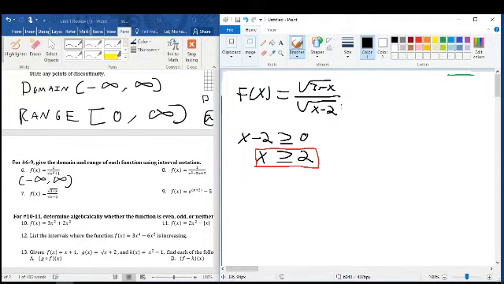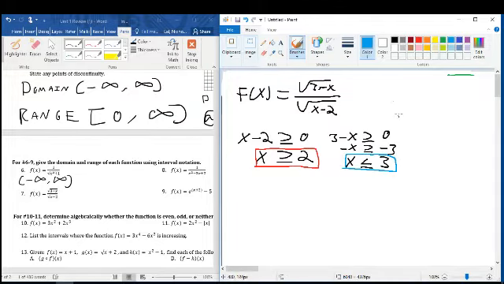Another thing we have to look for is that 3 minus x must be greater than or equal to 0. So that means negative x must be greater than or equal to negative 3, which means that x must be less than or equal to 3. When I multiply by negative 1, I flip the sign. That's another statement we must abide by.